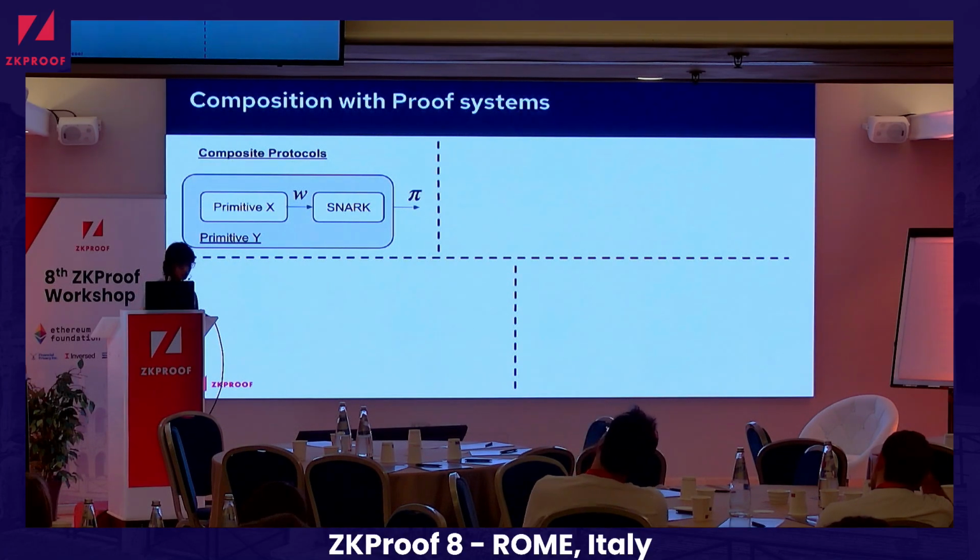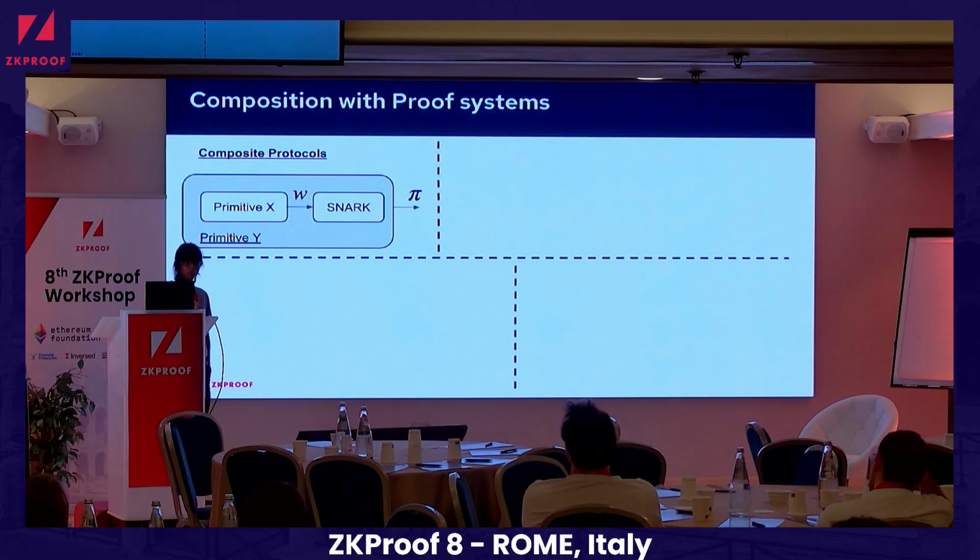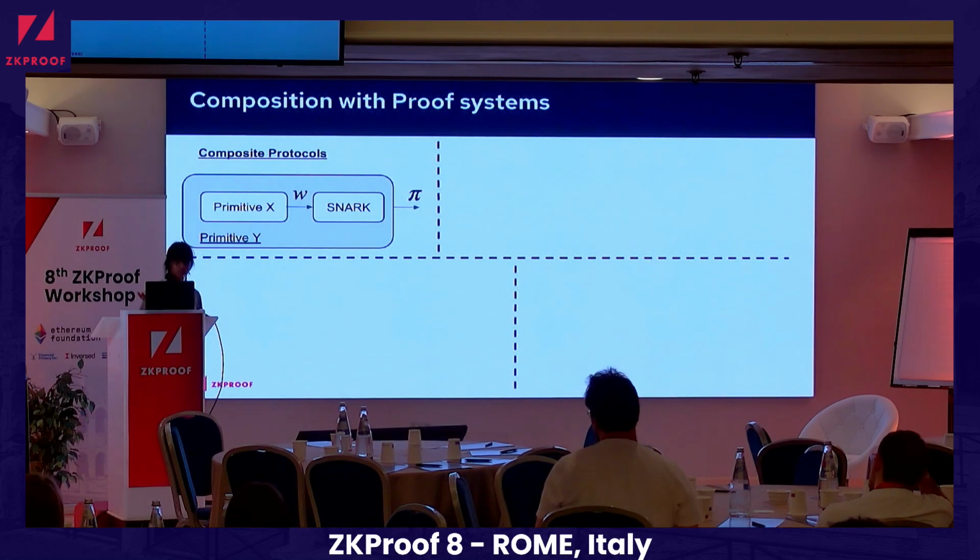These are the types of protocols I'll be talking about: composite protocols where there's an inner primitive, primitive X, and then you put a SNARK on top of it to get the composite primitive Y. The reason you might want to do this is that X has some properties and you want something extra, so you put a SNARK on top to get those, because it's a very general purpose primitive. And this type of design is really used in many places.